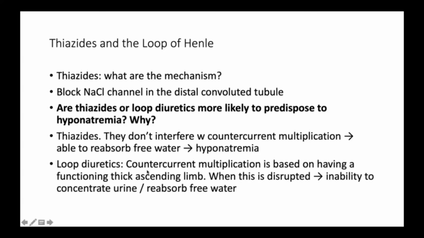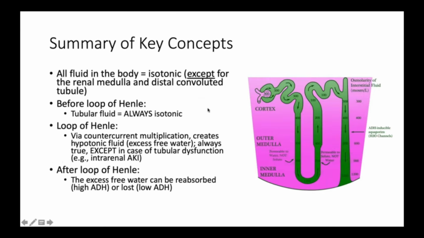Remember, hyponatremia is a problem of free water. Loop diuretics block countercurrent multiplication because their whole function is predicated on blocking the sodium potassium 2 chloride channels that make it work. So there are important clinical applications to this. One of them is that loop diuretics are unlikely to be the cause of hyponatremia, because they block countercurrent multiplication, right? So this is our summary.